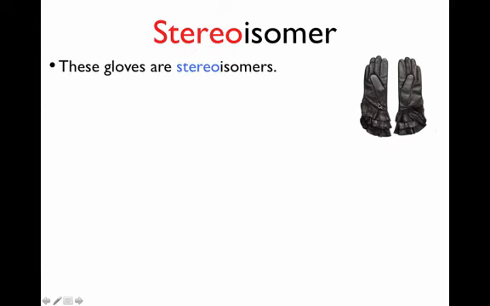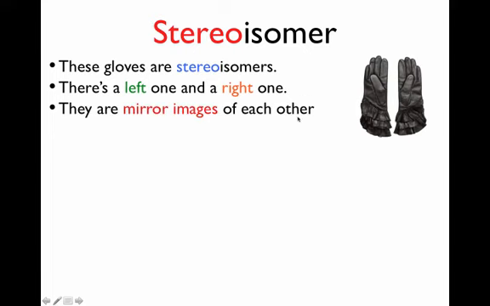They are stereoisomers of each other. Again, I haven't explained exactly what a stereoisomer is, but at least you can see two things that are stereoisomers of each other. What that really means is that there's a left-handed one and a right-handed one. They're mirror images of each other, and they're not the same thing. So stereoisomer basically means something that comes in a left-handed form and a right-handed form, and the left-handed and right-handed forms are not identical to each other.